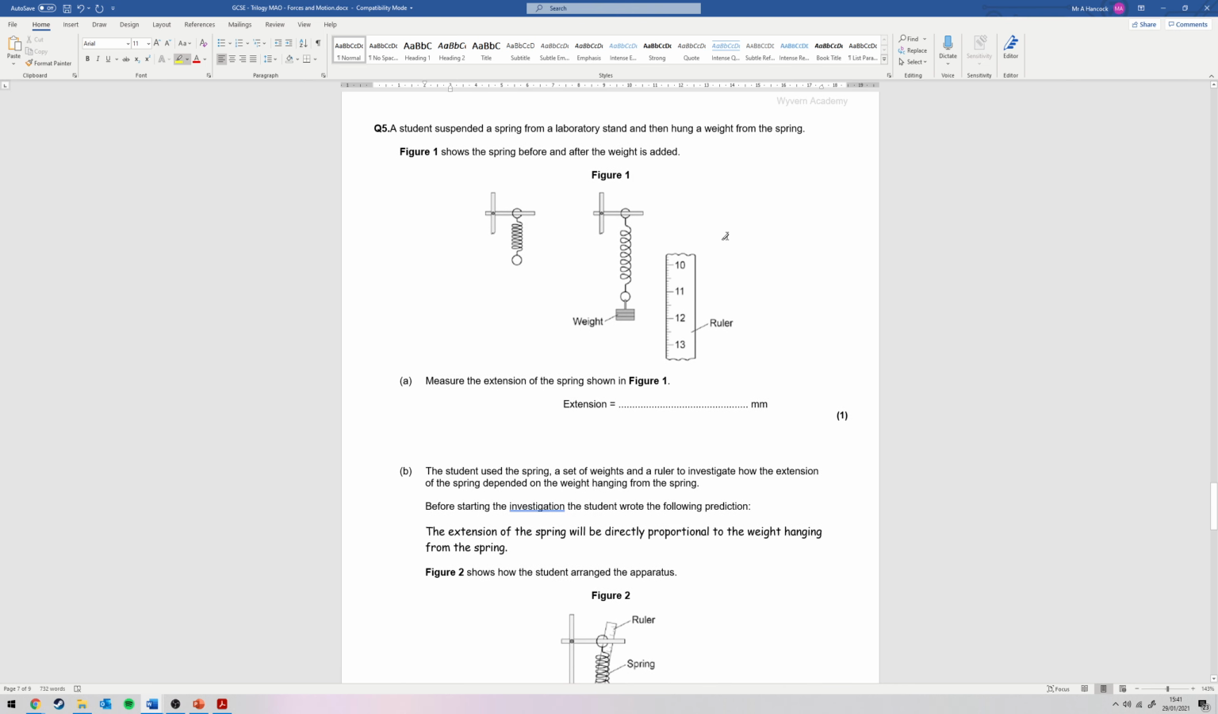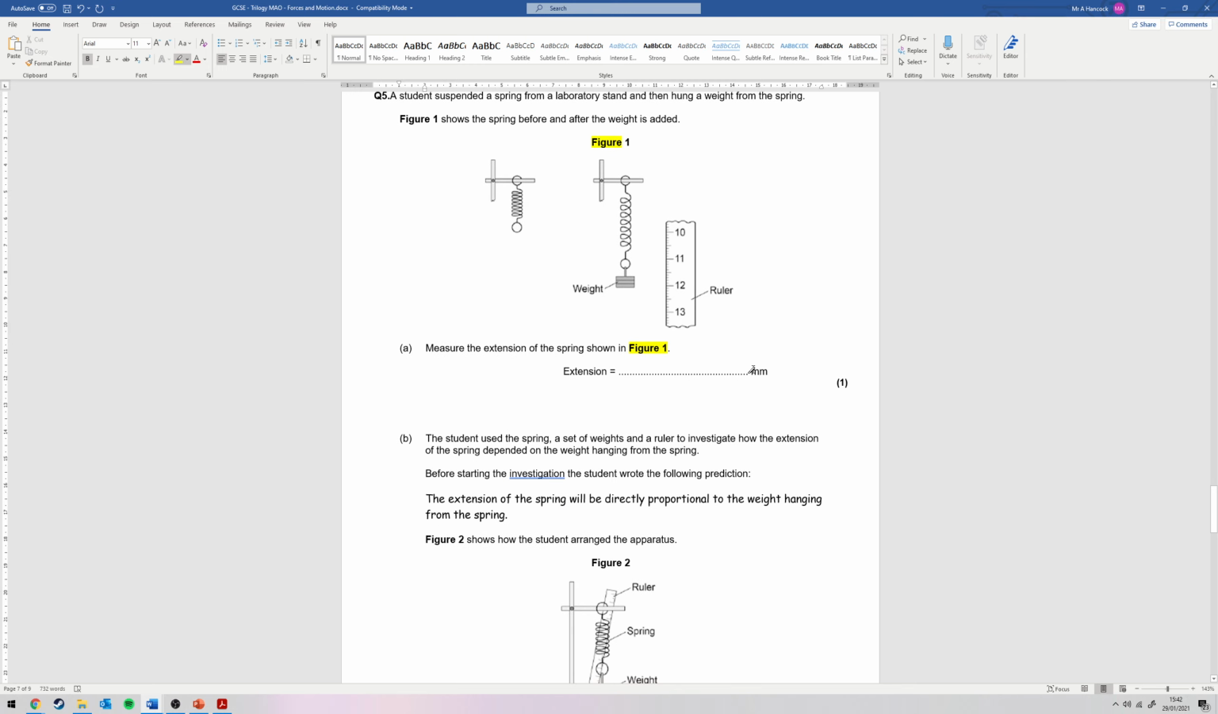Question 5. A student suspended a spring from a laboratory stand and then hung a weight from the spring. Figure 1 shows you the spring before and after the weight is added. Measure the extension of the spring shown in figure 1. So you've got to use this ruler here. Don't use your own ruler. Use this ruler here. And I'd probably draw lines across so that you could measure the extension in millimeters.